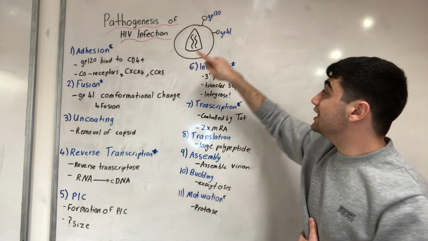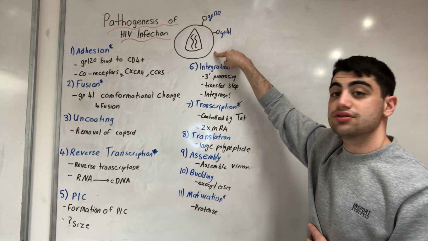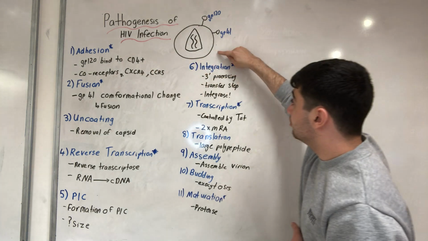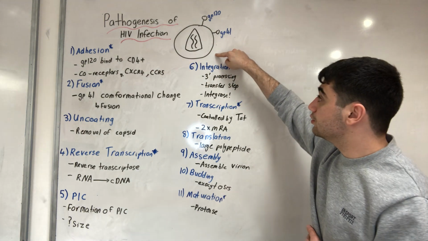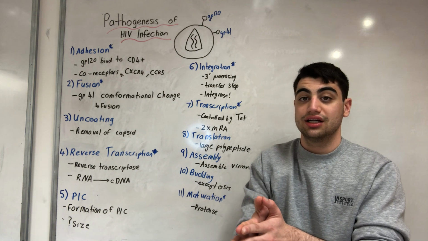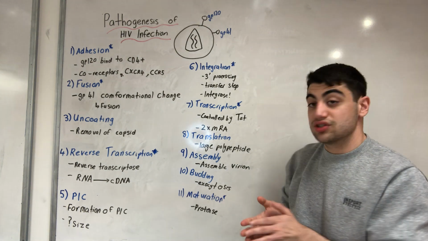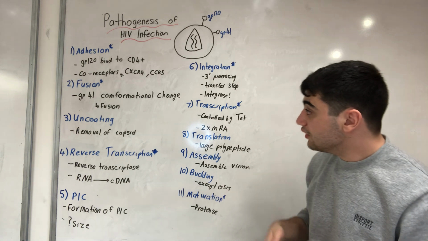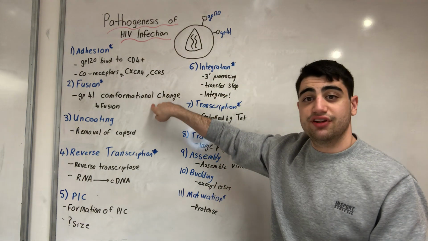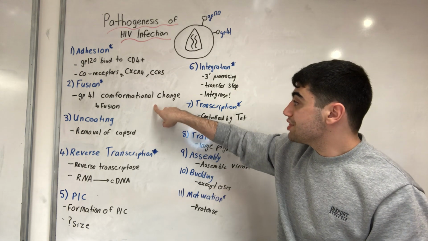If you remember from the beginning, I said that this envelope came from the host. When it comes into the cell, it actually puts it back in. So it's a cycle. It enters the cell and fuses into the cell membrane, and once it leaves at the end of the cycle, it's going to take it with it again. So here we're bound to our receptors and our envelope has fused with our host cell.